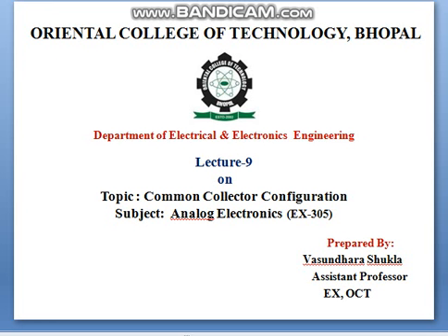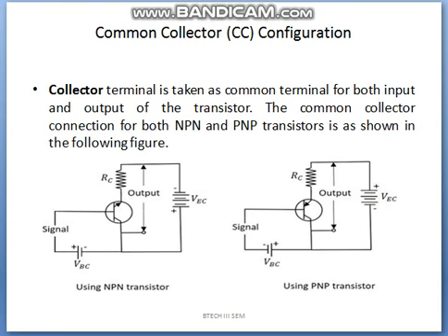In the last lecture, we discussed the common emitter configuration of BJT. Today, we discuss the common collector configuration of BJT. In common collector configuration, the collector terminal is taken as the common terminal for both input and output of the transistor. The circuit diagram of NPN and PNP transistors in common collector configuration is shown in the figure.